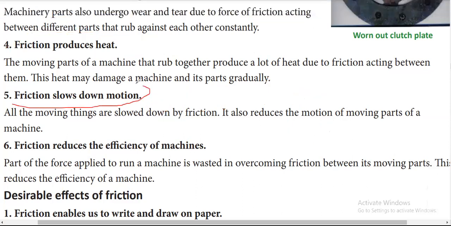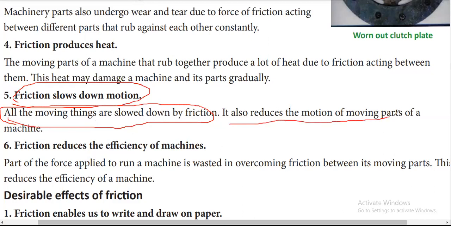and friction slows down motion. So because of friction, motion is also slowed down. All the moving things are slowed down by friction. We already discussed it. It reduces the motion of the moving parts of the machine. Okay, when the friction is higher, then the moving of the machine parts goes slowly.